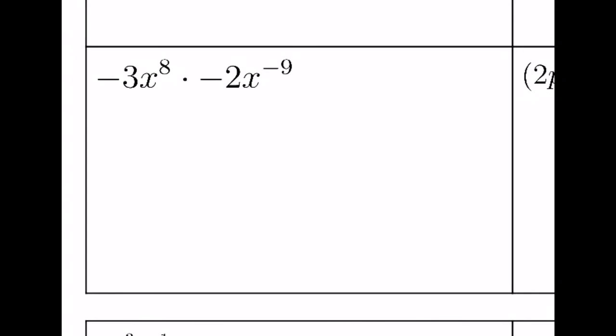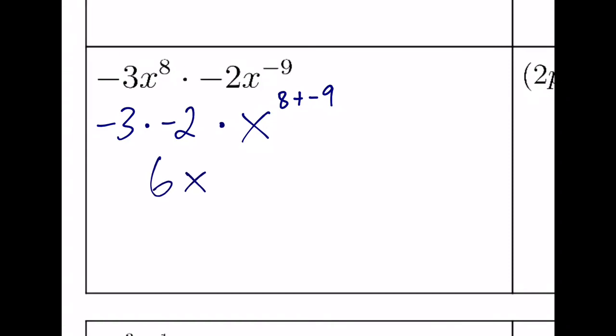This next problem is an extension of the product rule. We start with our constants, negative 3 times negative 2, and we'll multiply those. And we look at our x terms separately. So the powers are 8 and negative 9, so we will add those two together. Negative 3 times a negative 2 gives us a positive 6, and 8 plus a negative 9 gives us a negative 1. Why is this not the correct answer?